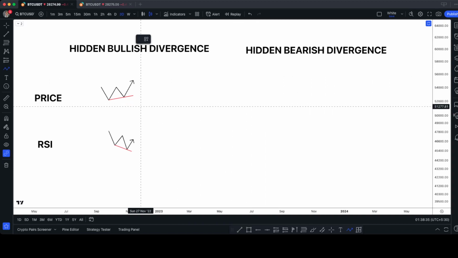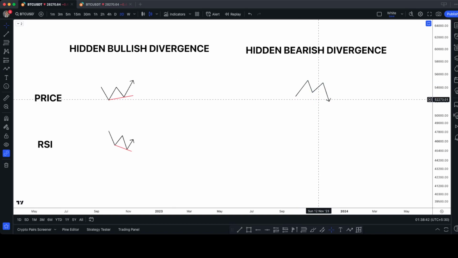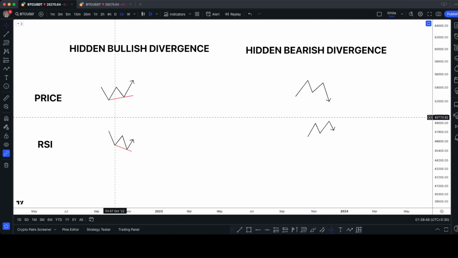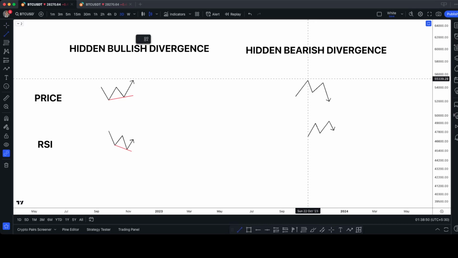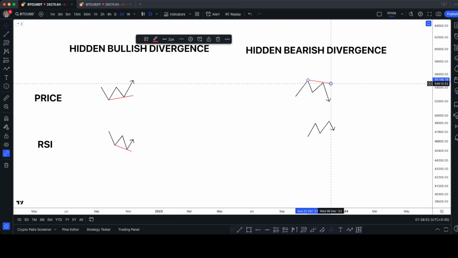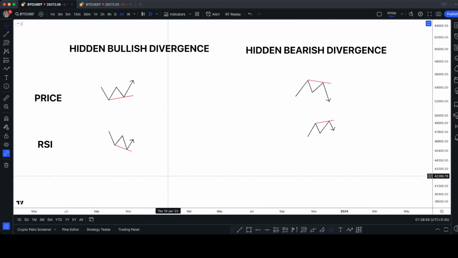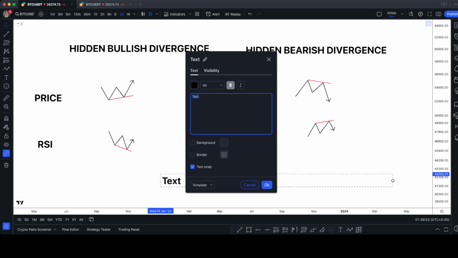And now the hidden bearish divergence. Again, you have to prioritize the price. So let's say price is making lower lows and the RSI is making higher highs. Yeah, so this is known as a hidden bearish divergence. Now I'll make it again simple.